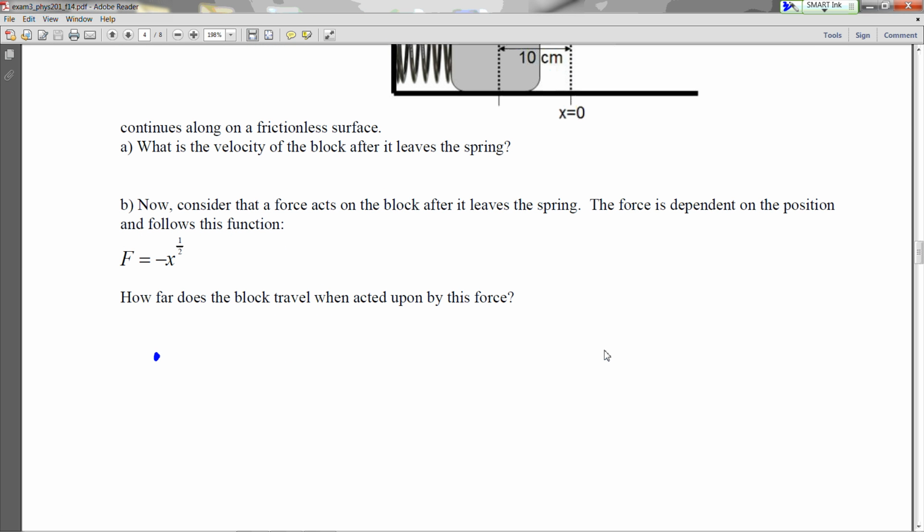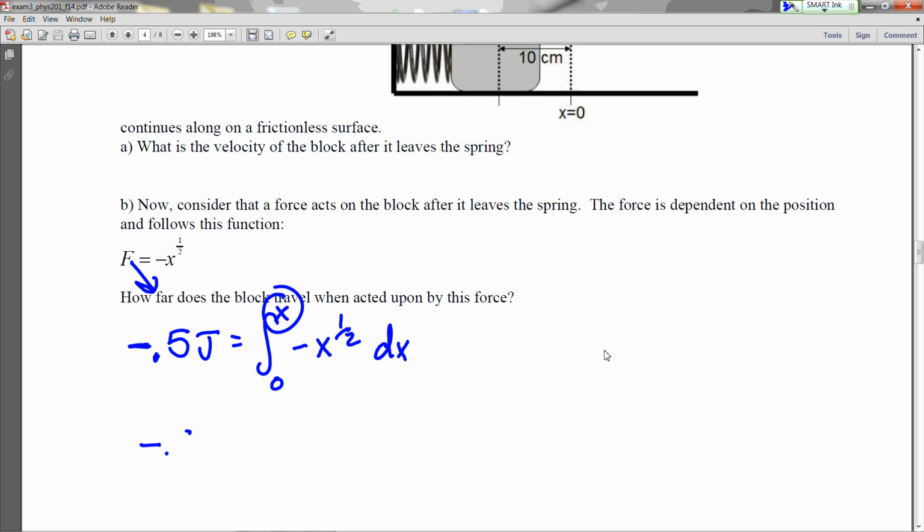So I say 0.5 joules equals the integral of F dx. That's the integral of negative x to the 1/2. Actually, I'm looking for a negative 1/2 joule because I'm doing negative work. I want to take away that energy, times dx. This is going to go from 0 to some final displacement, and it's this x that we're looking for. That's going to tell us how far the object travels.